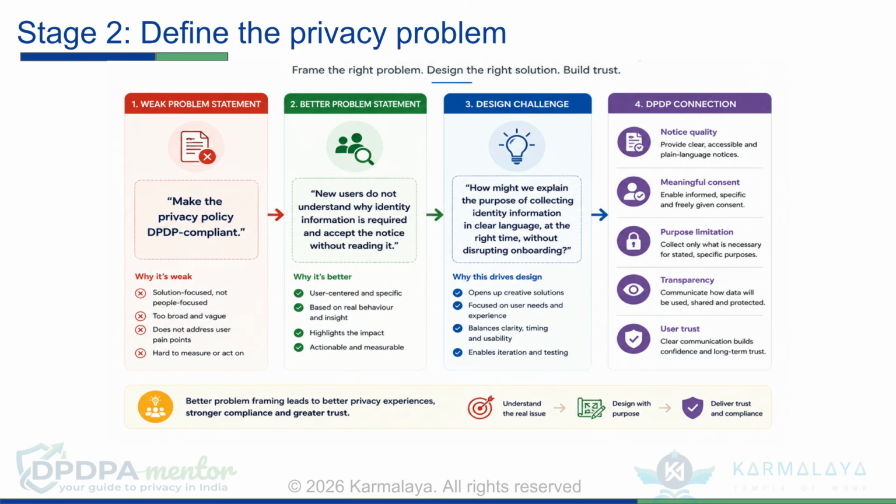The corresponding design challenge asks how we might explain the purpose in clear language at the right time without creating unnecessary friction. This framing is useful because it includes legal, user experience, and business considerations. It does not assume that the solution must be a longer policy. The solution could be a concise notice, layered information, a purpose-specific explanation, or a contextual prompt.